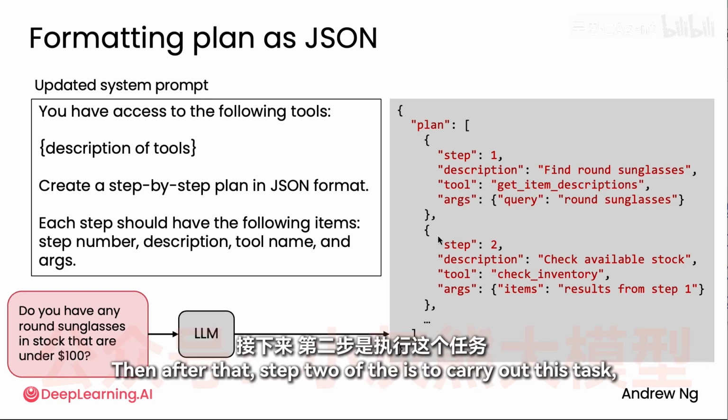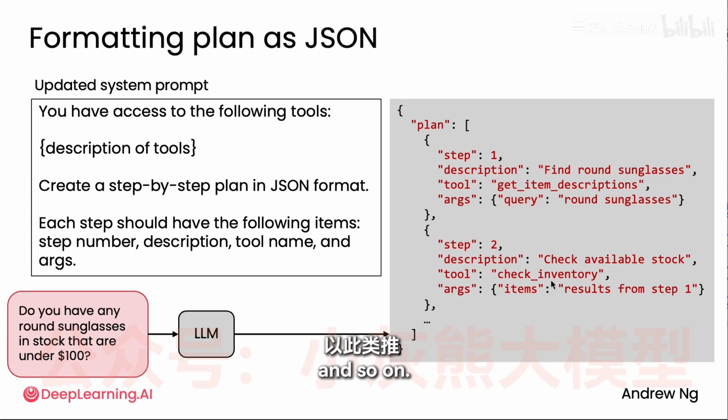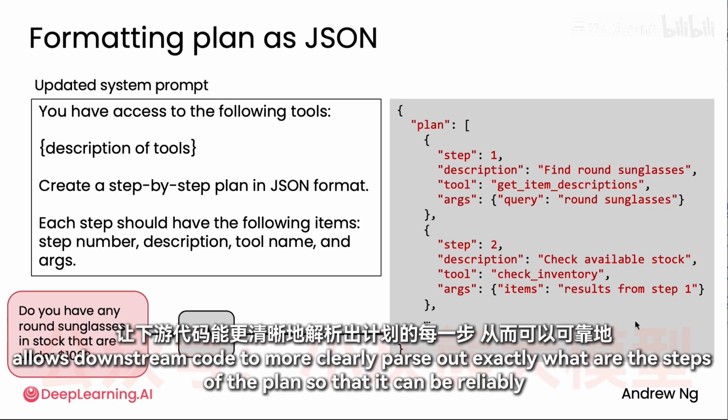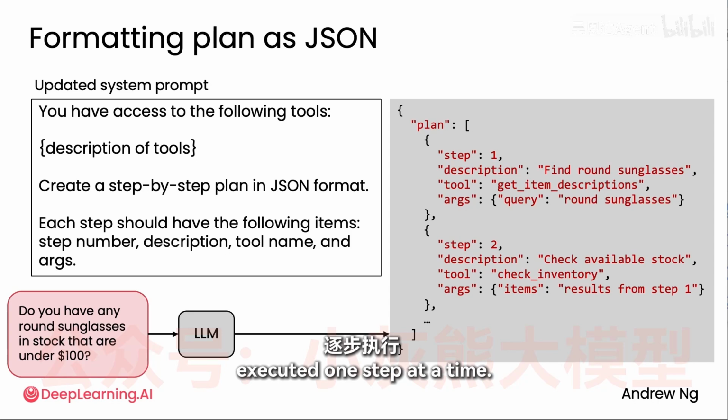Then after that, step 2 of the plan is to carry out this task and then use this tool, and so on. So this JSON format, as opposed to writing the plan in English, allows downstream code to more clearly parse out exactly what are the steps of the plan so that it can be reliably executed one step at a time.